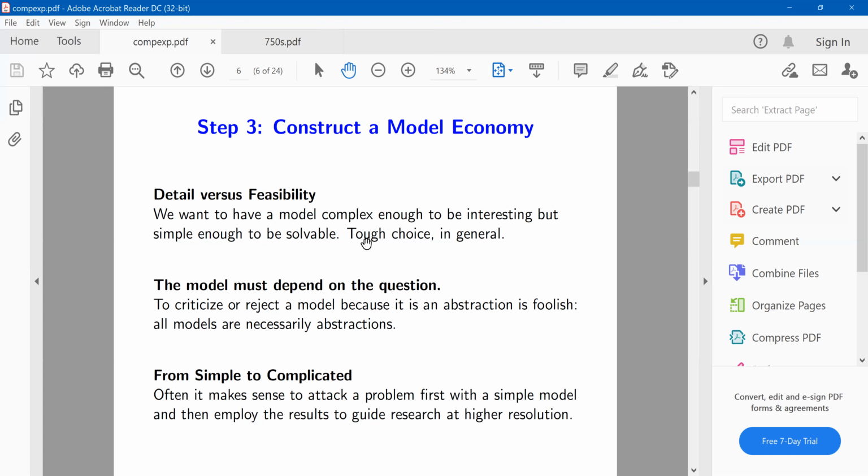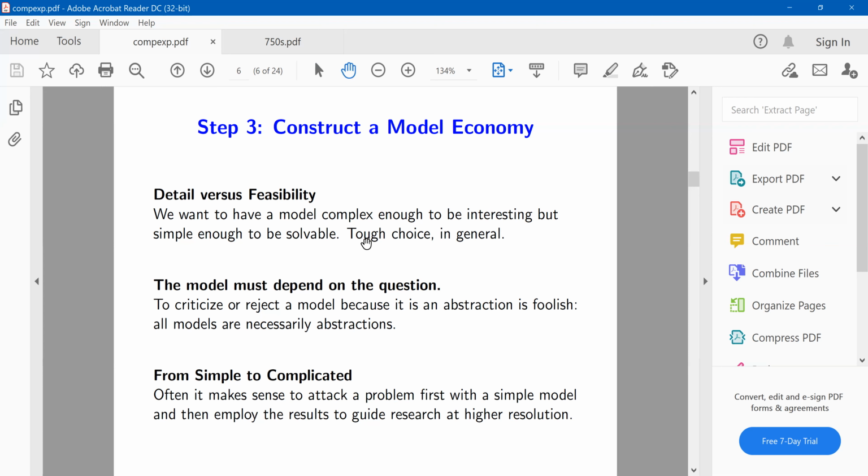Sometimes you write down a version and then you realize that there is no solution, and then you simplify it. And sometimes you write a version and you realize that that particular version is not really useful in answering your question, because some mechanisms are shut down because the model is too simple. Okay. Now the important thing is, of course, that the model you're going to build is going to depend on your question, as I said before.